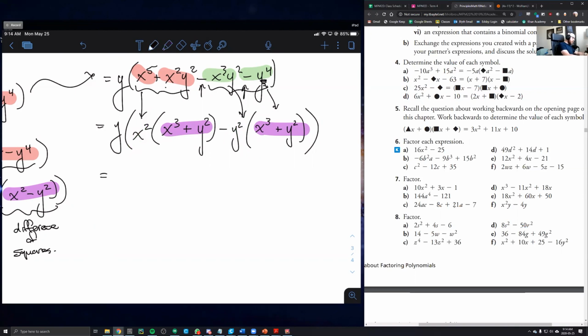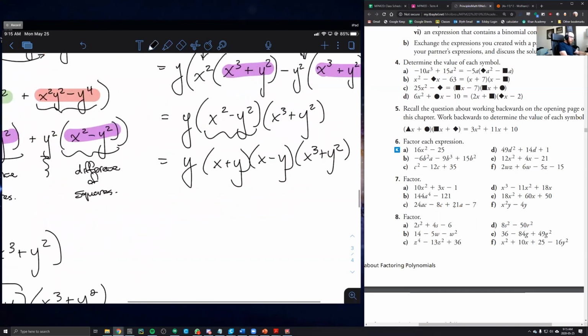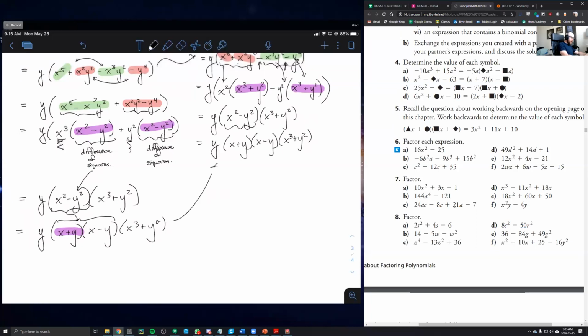So we can just finish this off here. So it equals x squared minus y squared times x cubed plus y squared. And then we do difference of squares, same as we did when we did it the first way. So x plus y, x minus y, x cubed plus y squared. And I compare that to what we had down here, and I see that they are exactly the same.